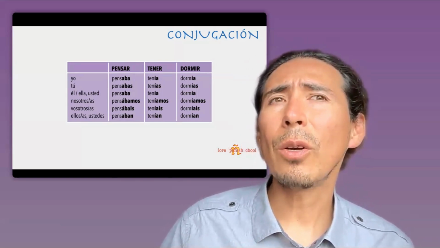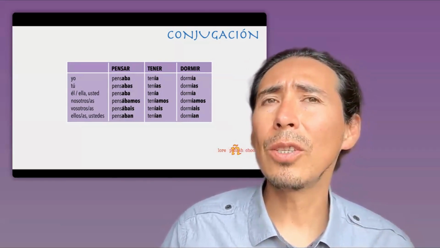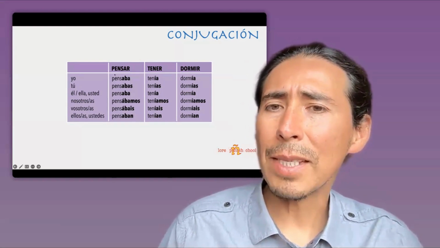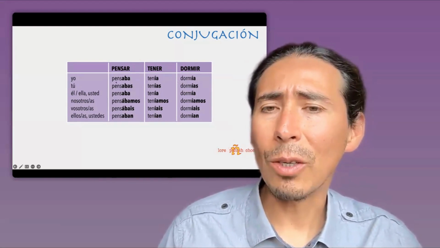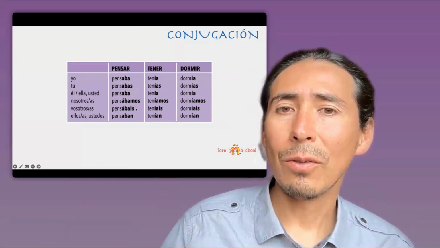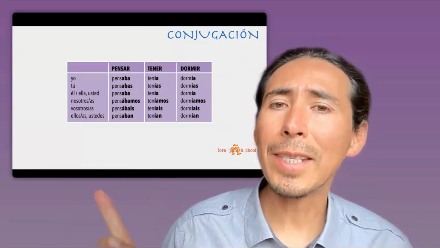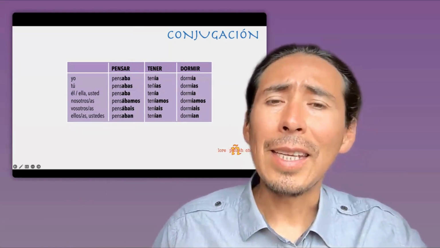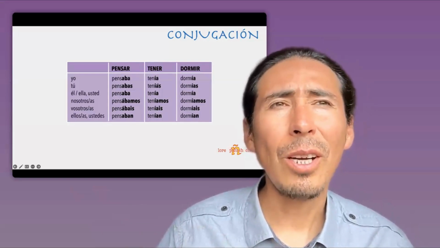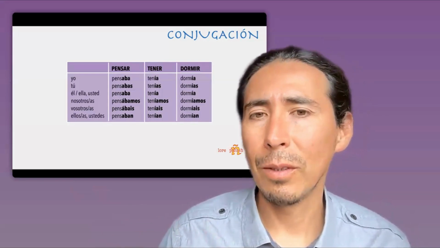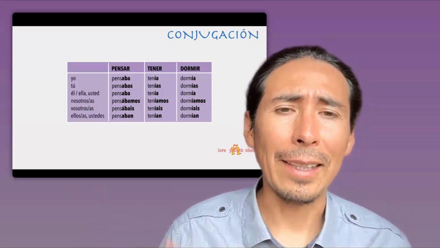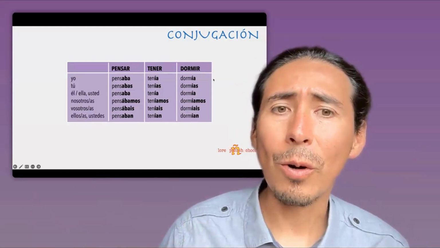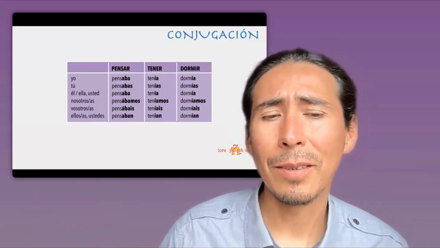And something else about this past tense. If we're thinking about repetitions or ongoing actions, what's the meaning of pensaba, tenía, or dormía? Pensaba could be I used to think, repetitions, or I was thinking, ongoing action. Tenía, I used to have. I was having, no, in that one it is I had, but we are going to see the rules in a moment. Dormía, I used to sleep or I was sleeping.